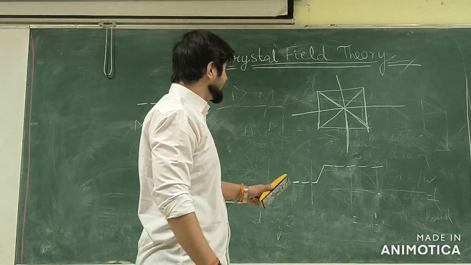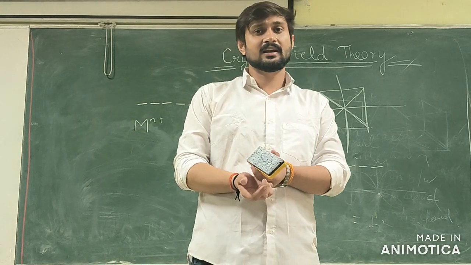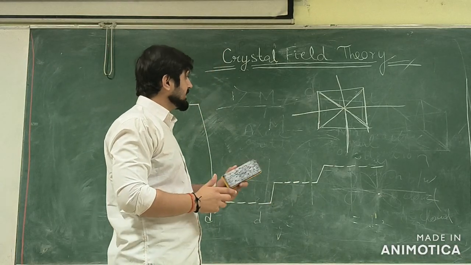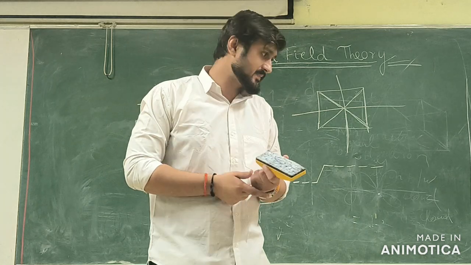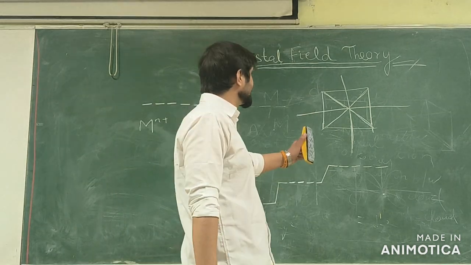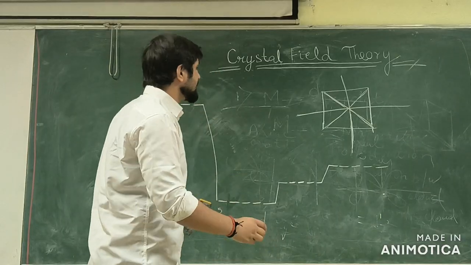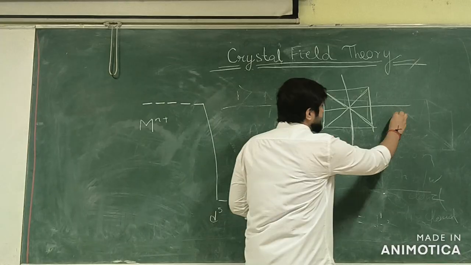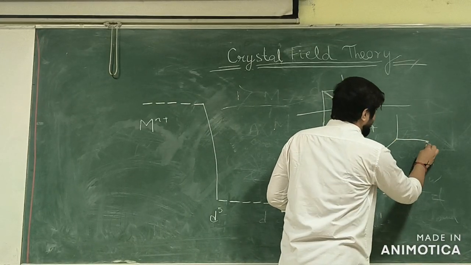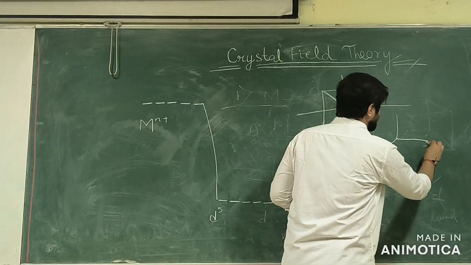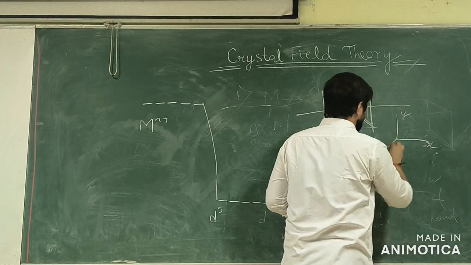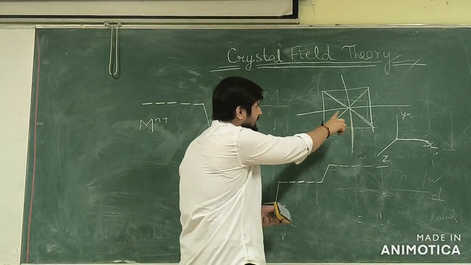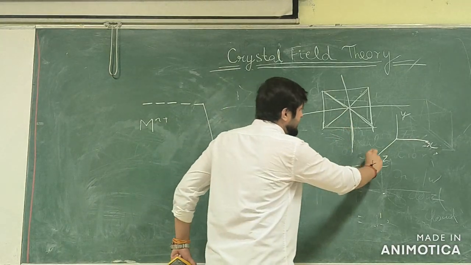So what we can see is that all the incoming ligands will not feel the same level of repulsion when they approach the metal. In octahedral complexes, the ligand comes along the axis. That is, if these are the x, y and z axes, then the ligand will approach the metal center along these x, y and z axes.